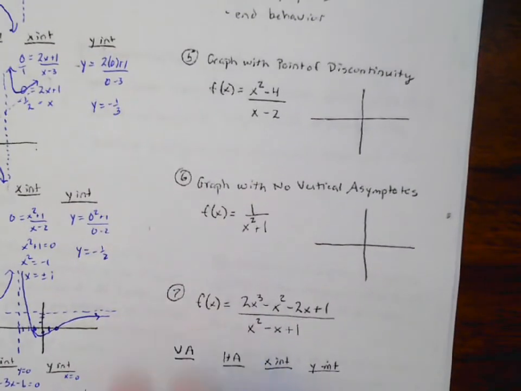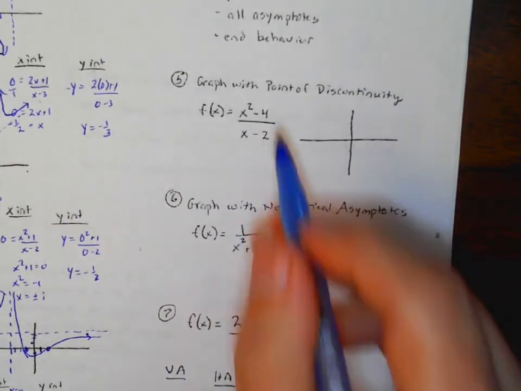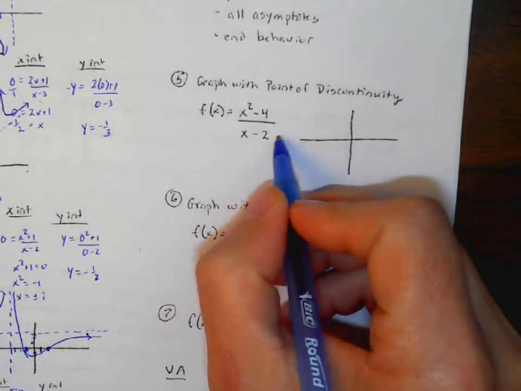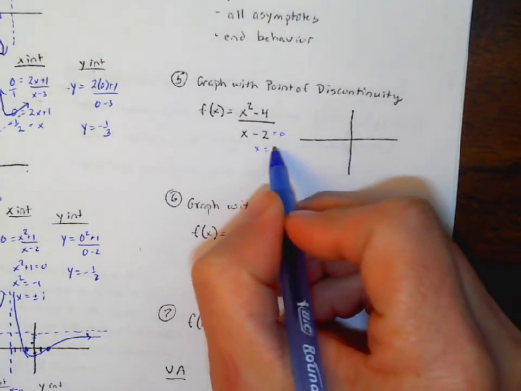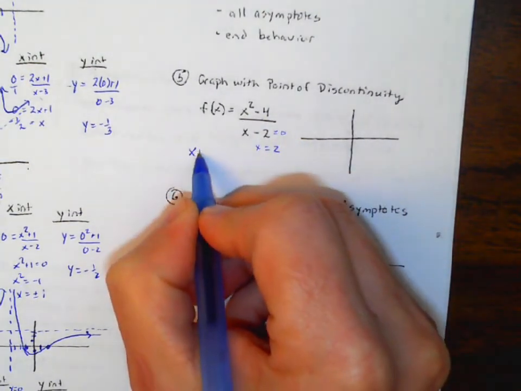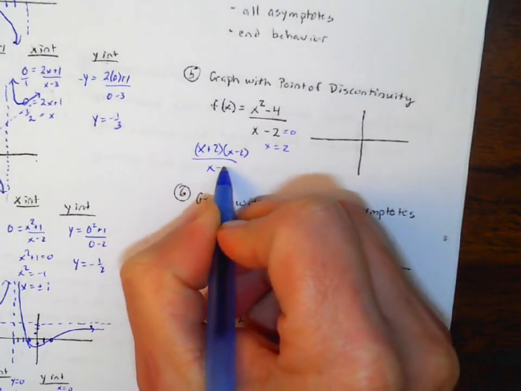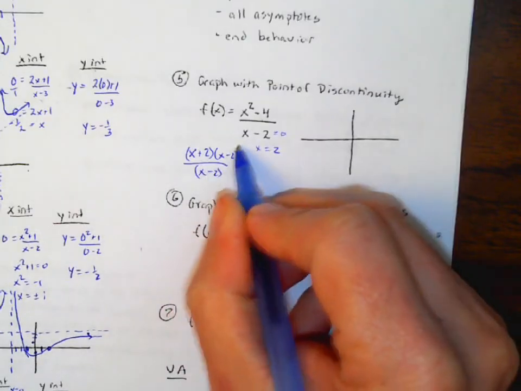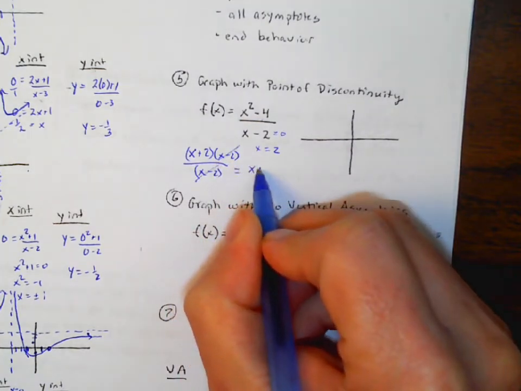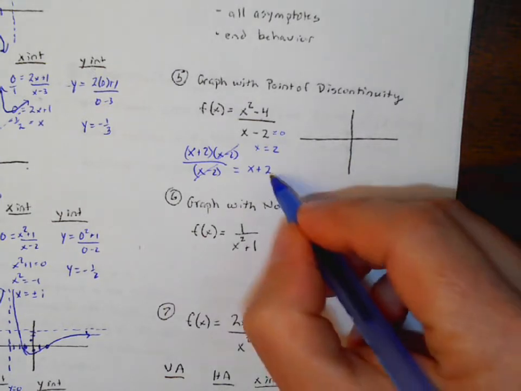Number 5. Now there's not always going to be an asymptote, it might also just be a point of discontinuity. Okay, and we'll see why here. Usually to find our vertical asymptote we set this equal to 0, right? And we get x equals 2. But let's see what happens here. If I take the top and factor it, it's x plus 2 and x minus 2 over x minus 2. Notice what happens if I simplify this. Those cancel and I just have x plus 2, right? So really when you're graphing this, we just have the equation x plus 2.